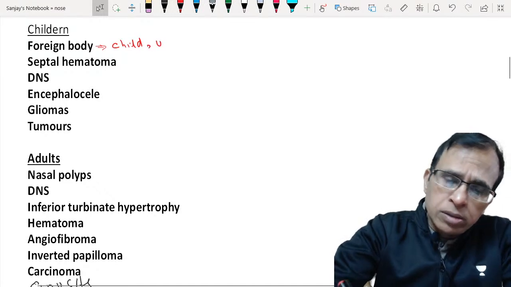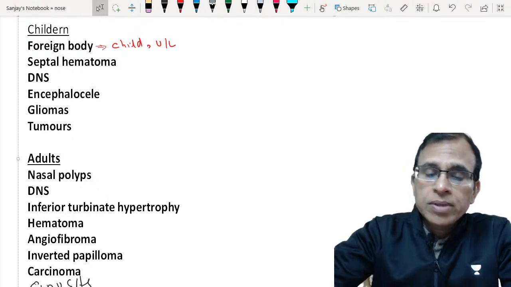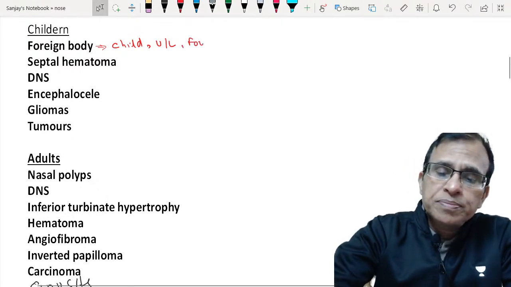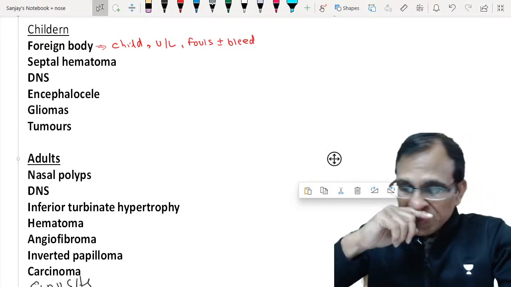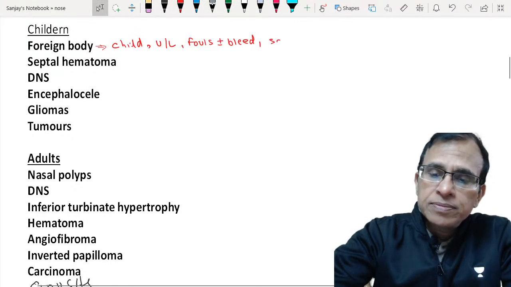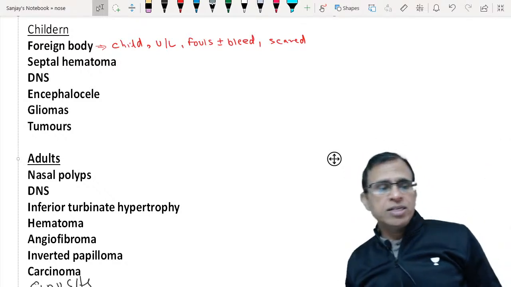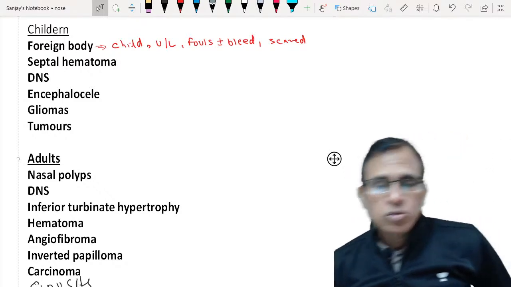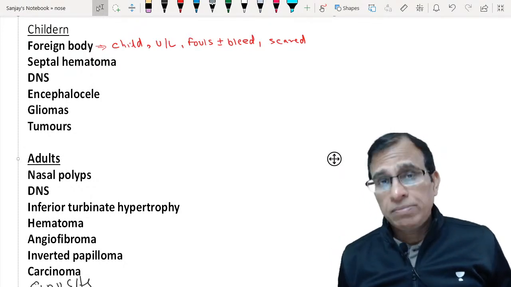It is often unilateral. So if it is bilateral, it is perhaps not a foreign body. And usually there is foul smell and maybe plus minus bleed from the nose. And oftentimes the child is scared. You can make out from the face of the child that they are scared, because they feel guilty, they feel they have created a crime.